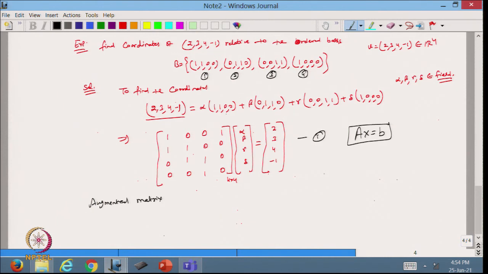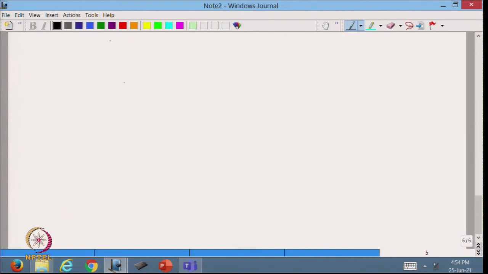The augmented matrix I can write directly. So, this will be my augmented matrix. It will be 1 1 0 0, 0 0 0 1 1 1 0, and this last column I will write as 2, 3, 4, minus 1.